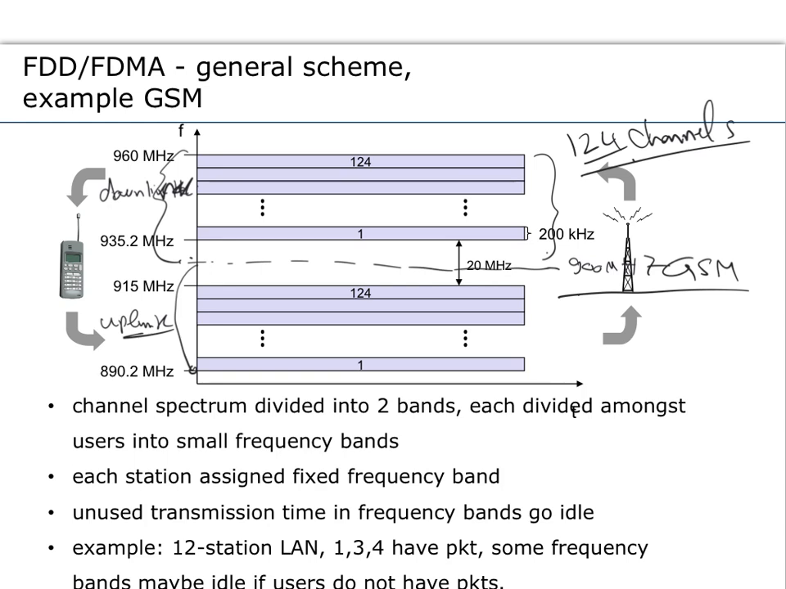So I have 124 uplink and 124 downlink channels, and I can reassign them to different nodes. So we have a super frame, and we do this every super frame. That is why we call it slow hopping. Any questions?